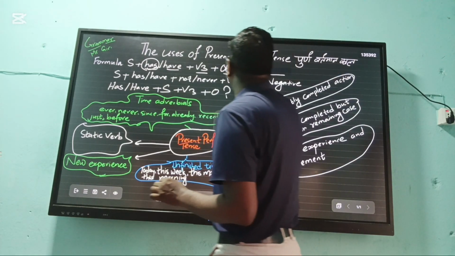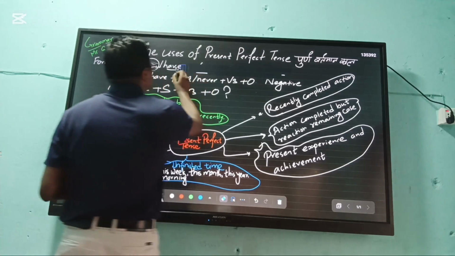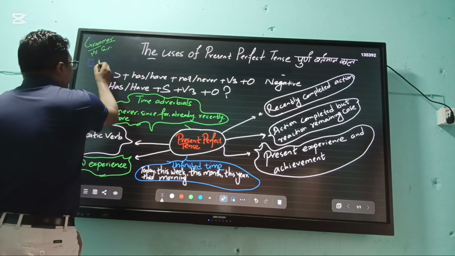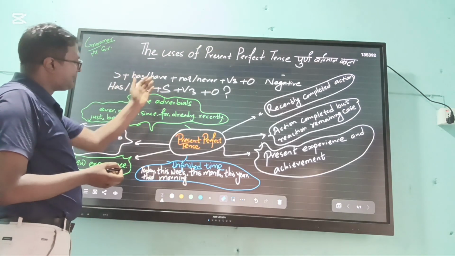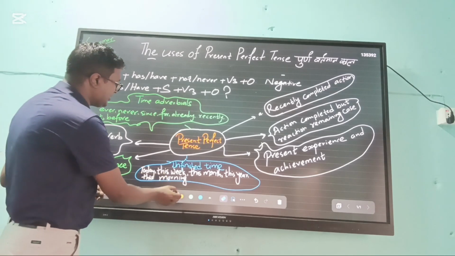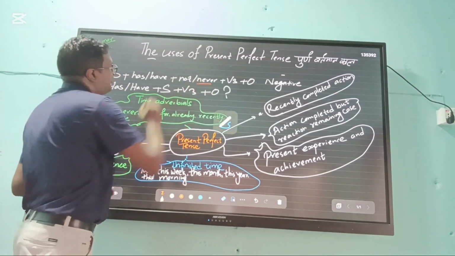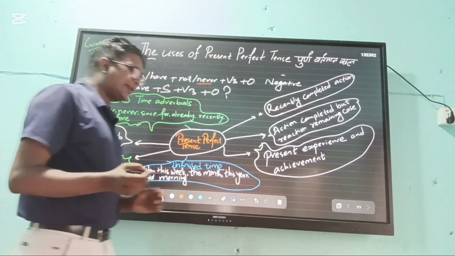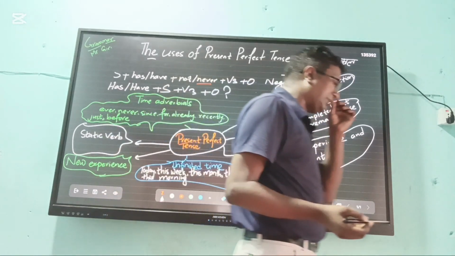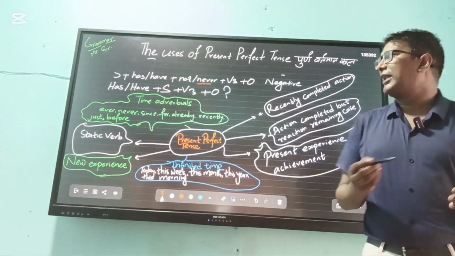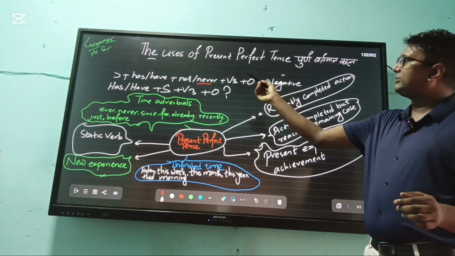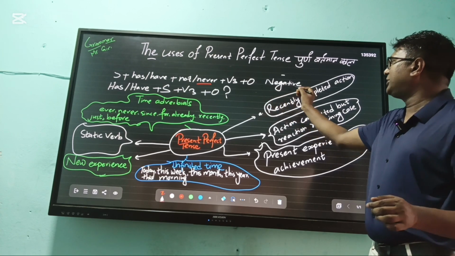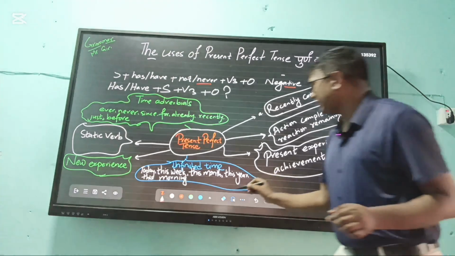And the next one is the negative. Let's talk about the negative formula. What is the negative formula? Subject plus has/have, and if it is experience-related, never is preferred, otherwise not, and then V3 plus object. That is the negative structure of present perfect tense. As you see, subject plus has/have plus not or never plus V3 plus object.